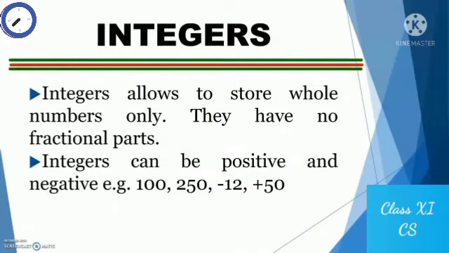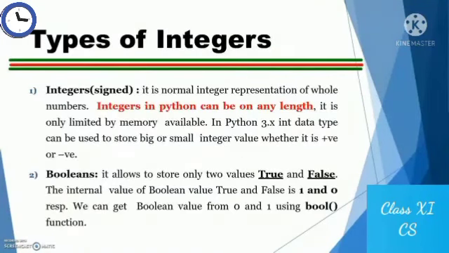Integers. Integers allow us to store whole numbers only. They have no fractional parts. Integers can be positive and negative. Example: 100, 250, -12, +50, etc.